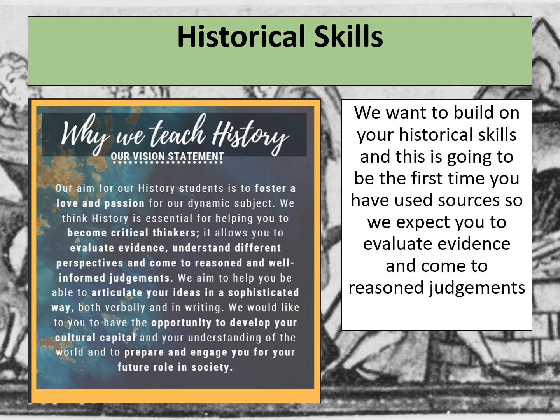Now that we have recapped our knowledge on the Black Death, we are going to attempt an extended piece of writing. We want to build on your historical skills, and this is going to be the first time you have used sources, so we expect you to evaluate evidence and come to a reasoned judgment about how useful a source is. Using sources is a key historical skill. We need to be able to interpret the information that is within the source and evaluate whether or not the source is useful in studying a particular topic.